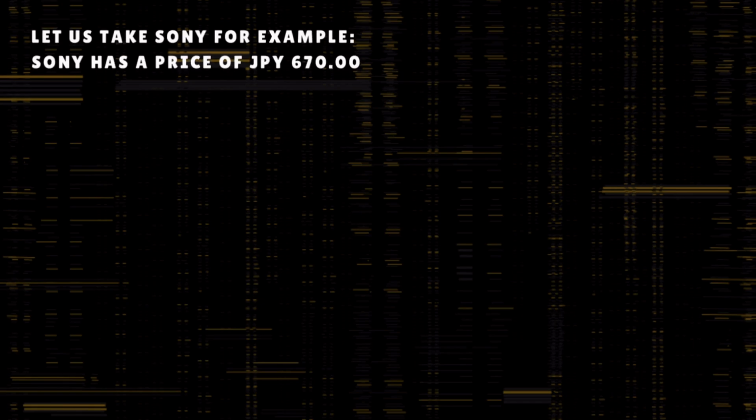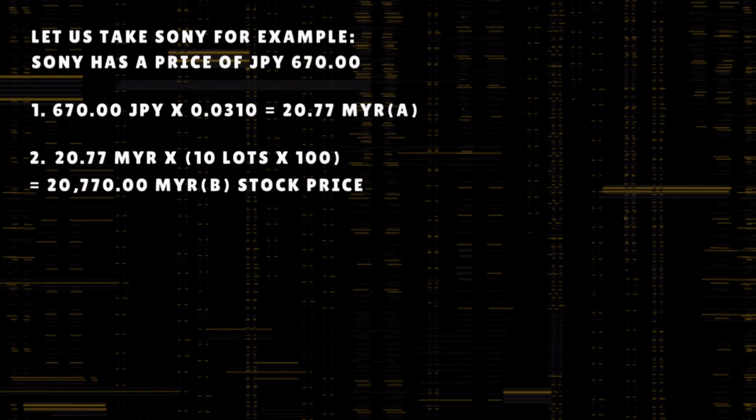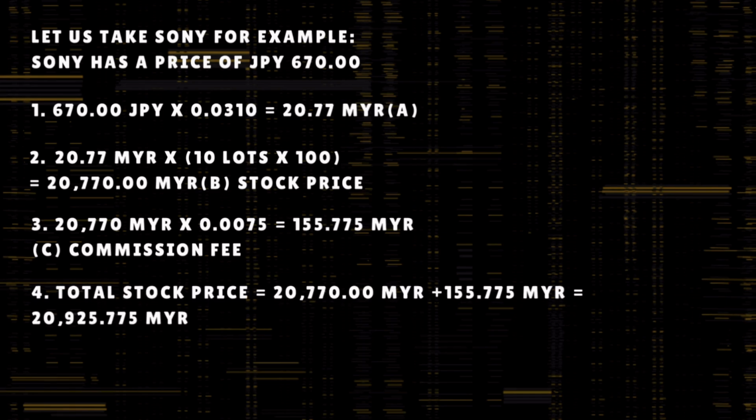Let us take Sony for example. Sony has a price of 670 Japanese yen. Number 1, 670.00 times 0.0310 equals 20.77. Number 2, 20.77 times 10 lots times 100 equals 20,770.00. Number 3, 20,770 times 0.0075 equals 155.775. Number 4, total stock price equals 20,770.00 plus 155.775 equals 20,925.775 Malaysian ringgit.